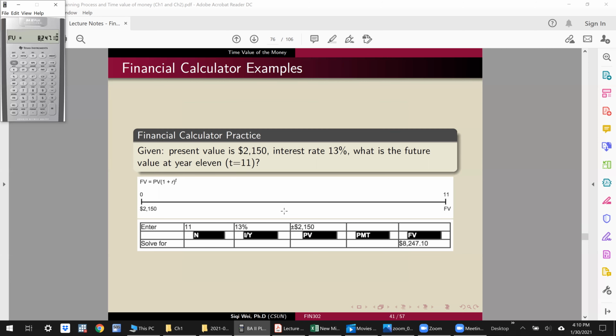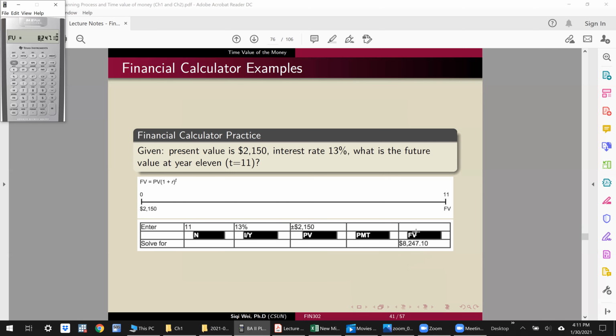82.47. Whenever you get a time value question, you really need to sort out the inputs in the first place, and then you have to realize how to work on this process. So you sort out the number of periods to be 11, interest at 13%, the present value is 2150. Now you have your future value, 82.47. It's really a very straightforward process.